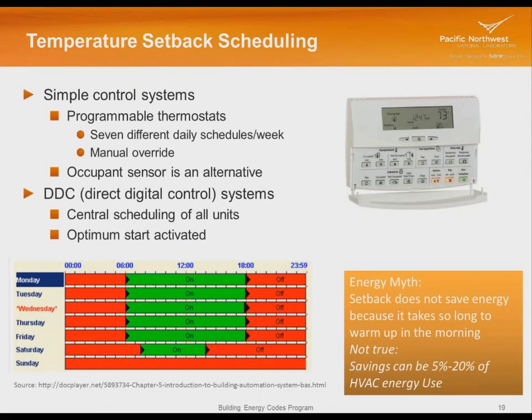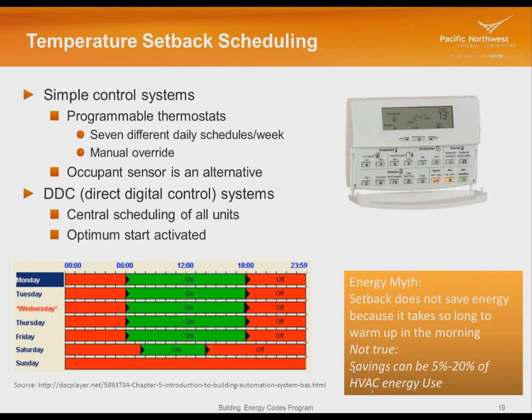So temperature setback scheduling. Commercial buildings require that for single zone units you have a thermostat that has a 7-day schedule in it, so you can set up a nighttime temperature that's either a set up or a set back. There needs to be some manual override. There's some pretty specific requirements in the code on this.